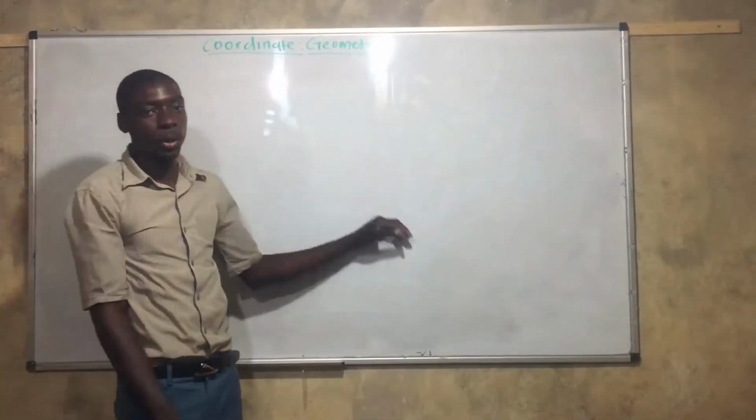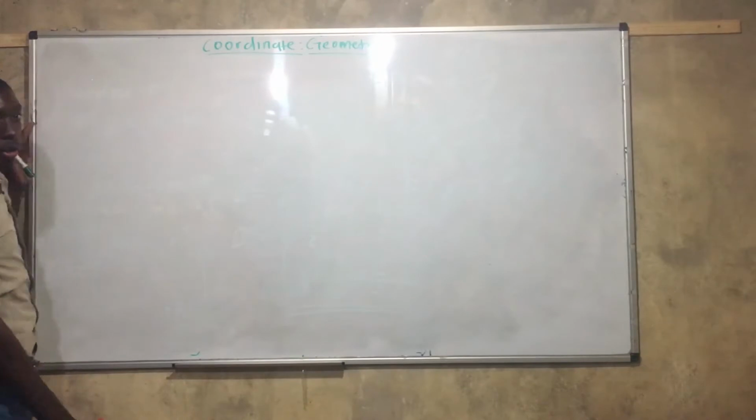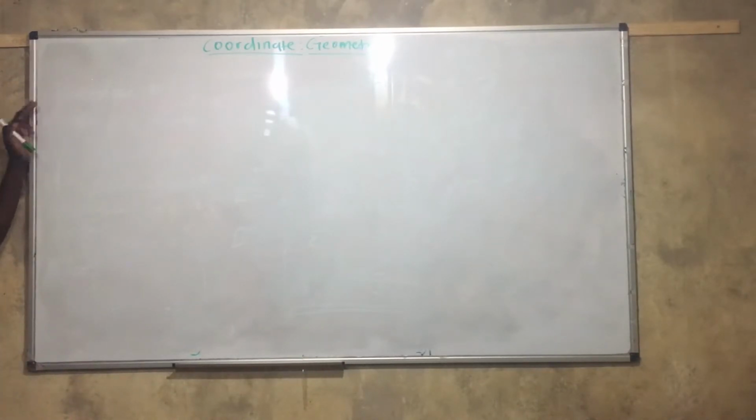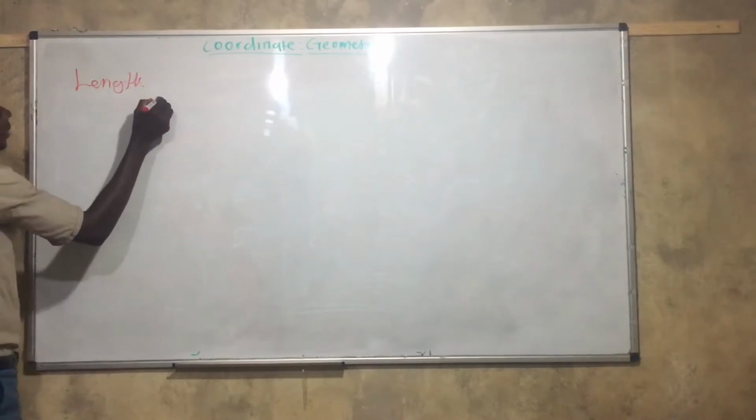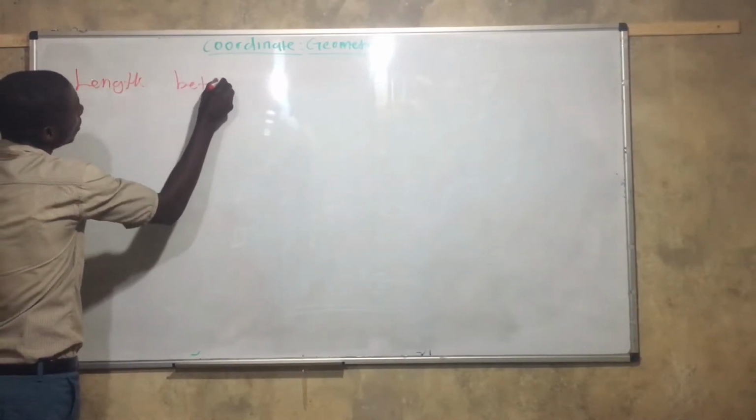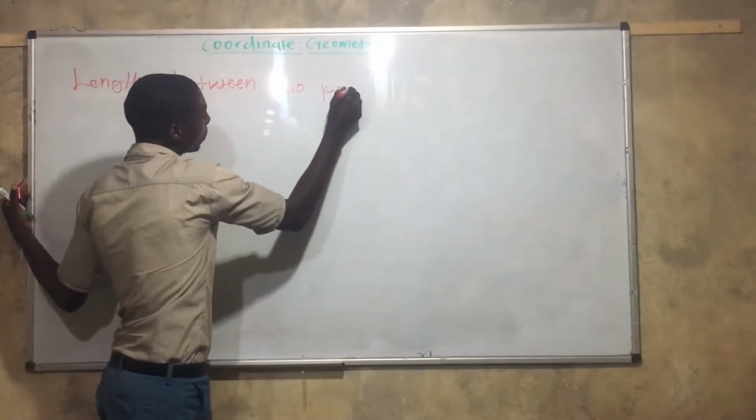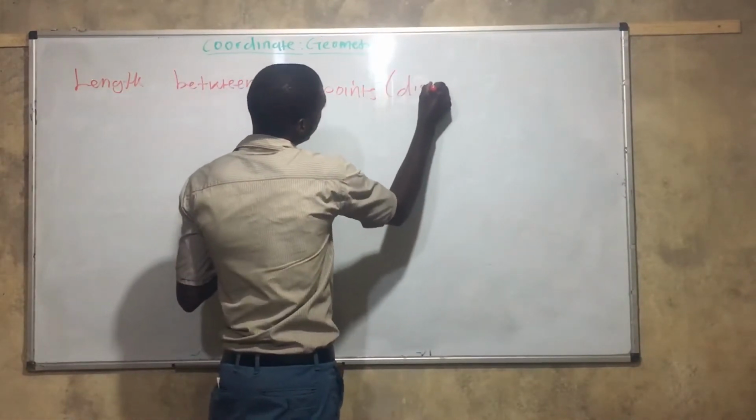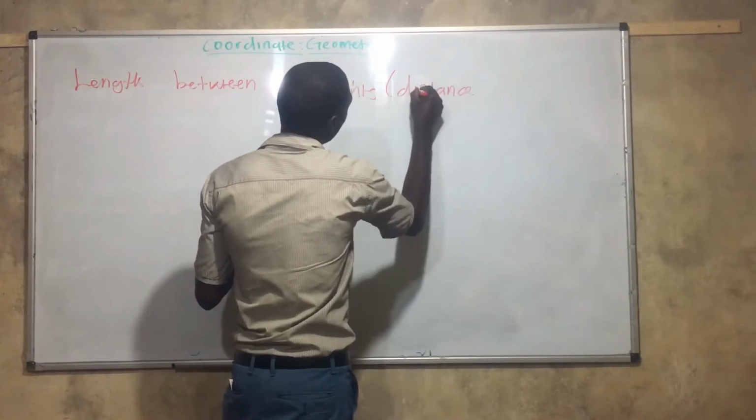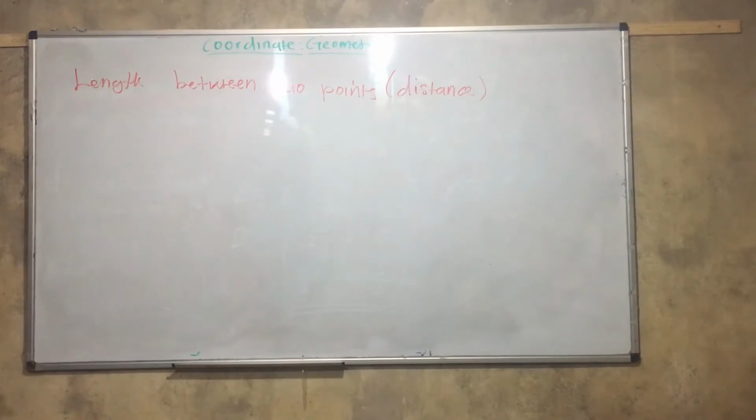Guys, today we are going to look at coordinate geometry. Under coordinate geometry we have a lot of subtopics. So the first one that we are going to look at is how to find the length between 2 points. The length between 2 points is the same as the distance. So we are going to discuss how to find the distance between 2 points.